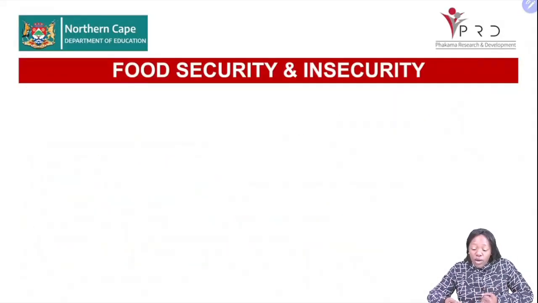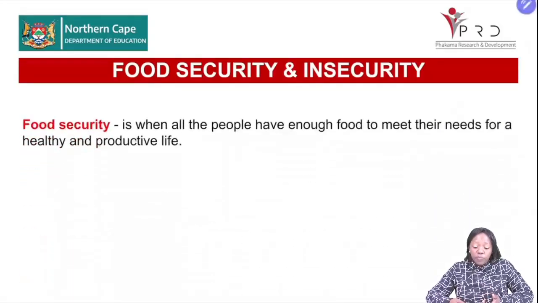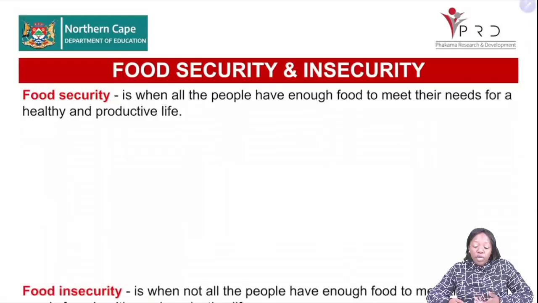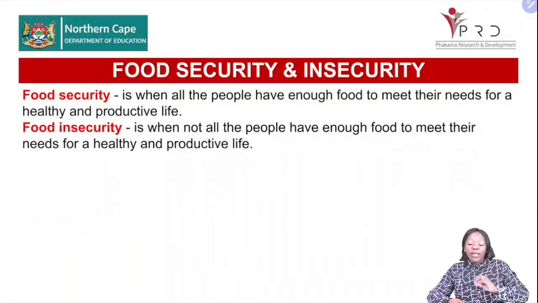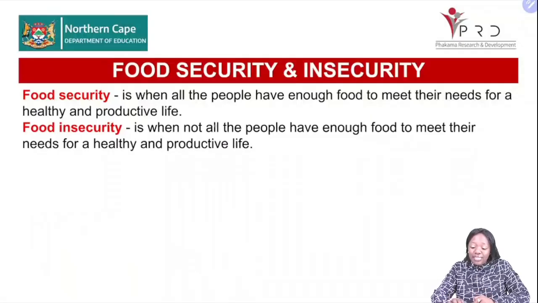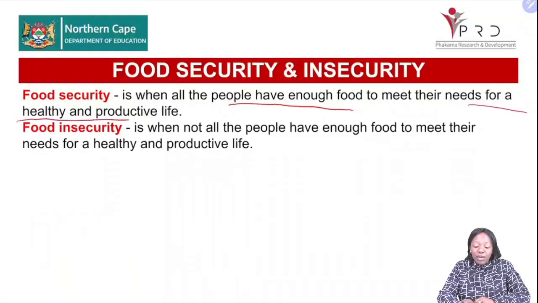Then we're looking at food security and food insecurity. What is the difference between the two? Your food security is when people have enough food to meet their needs. They have enough food to meet their needs for a healthy and productive life. What does it mean? Each and every person in a country, from breakfast, lunch, supper, they have food that is enough and it is healthy.